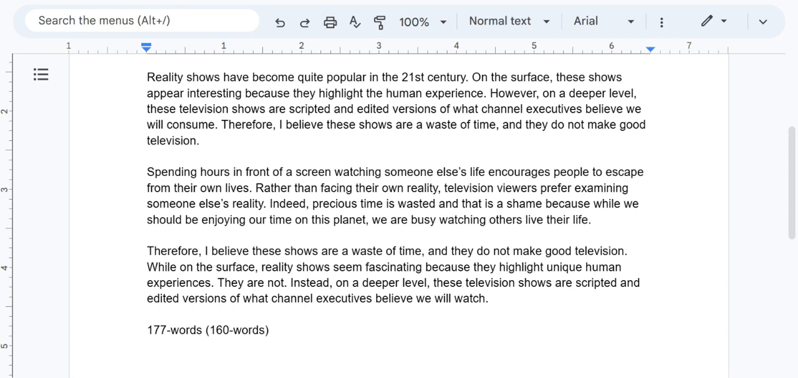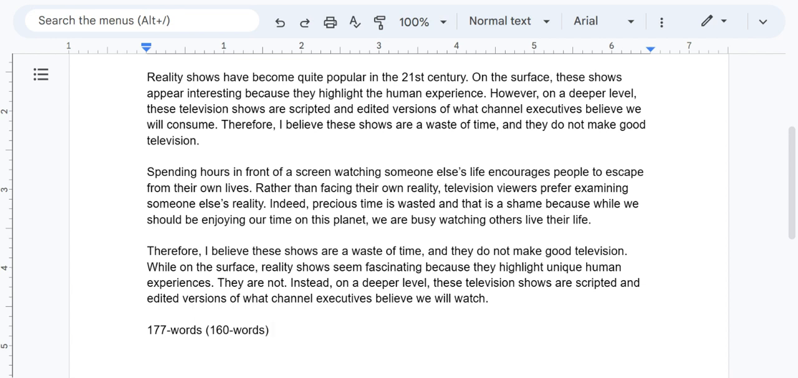Reality shows have become quite popular in the 21st century. On the surface, these shows appear interesting because they highlight the human experience. However, on a deeper level, these television shows are scripted and edited versions of what channel executives believe we will consume. Therefore, I believe these shows are a waste of time and they do not make good television. Introduction. So far, so good. Let's go to our body paragraph.